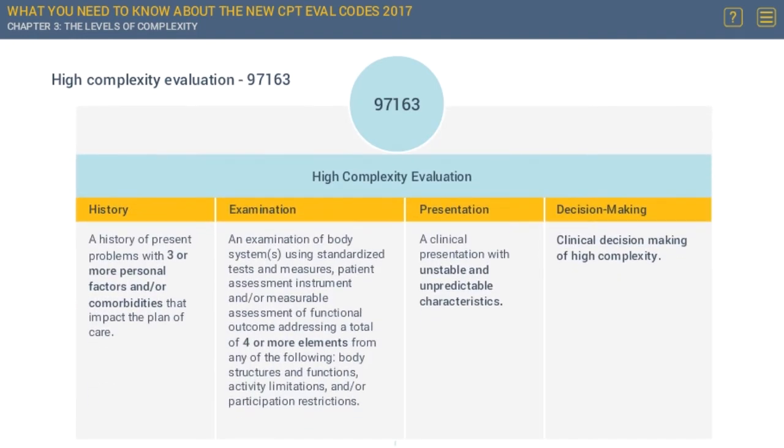To be considered a high-complexity evaluation, a patient history of their present problems will need to have 3 or more personal factors and/or comorbidities that impact the plan of care. The examination will need to address 4 or more elements from the following: body structures and functions, activity limitations, or participation restrictions. The patient presentation will be unstable with unpredictable characteristics. This evaluation will require clinical decision-making of high complexity. And keep in mind that if any of these conditions are not met, then this evaluation will default to a lower level of complexity, either moderate or low complexity.